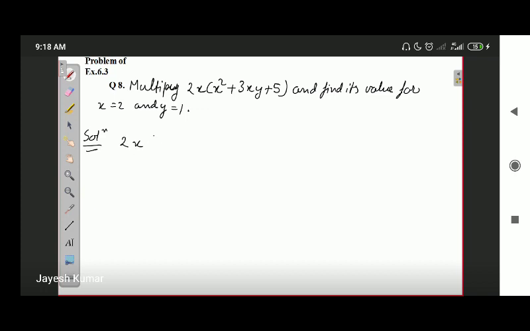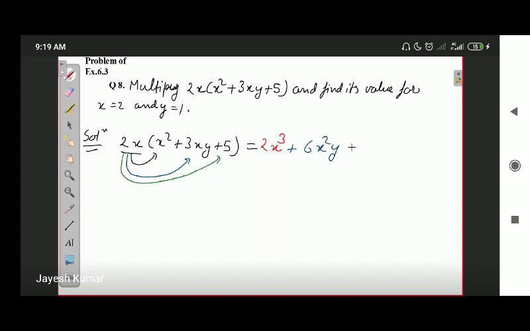2x times x square plus 3xy plus 5 is equal to, what I am going to do here is multiply first of all 2x with x square. It will result in 2x cube. After that I am going to multiply 2x with 3xy. It will result in 6x square y. And finally 2x with 5, this will be 10x. So your final result is this.